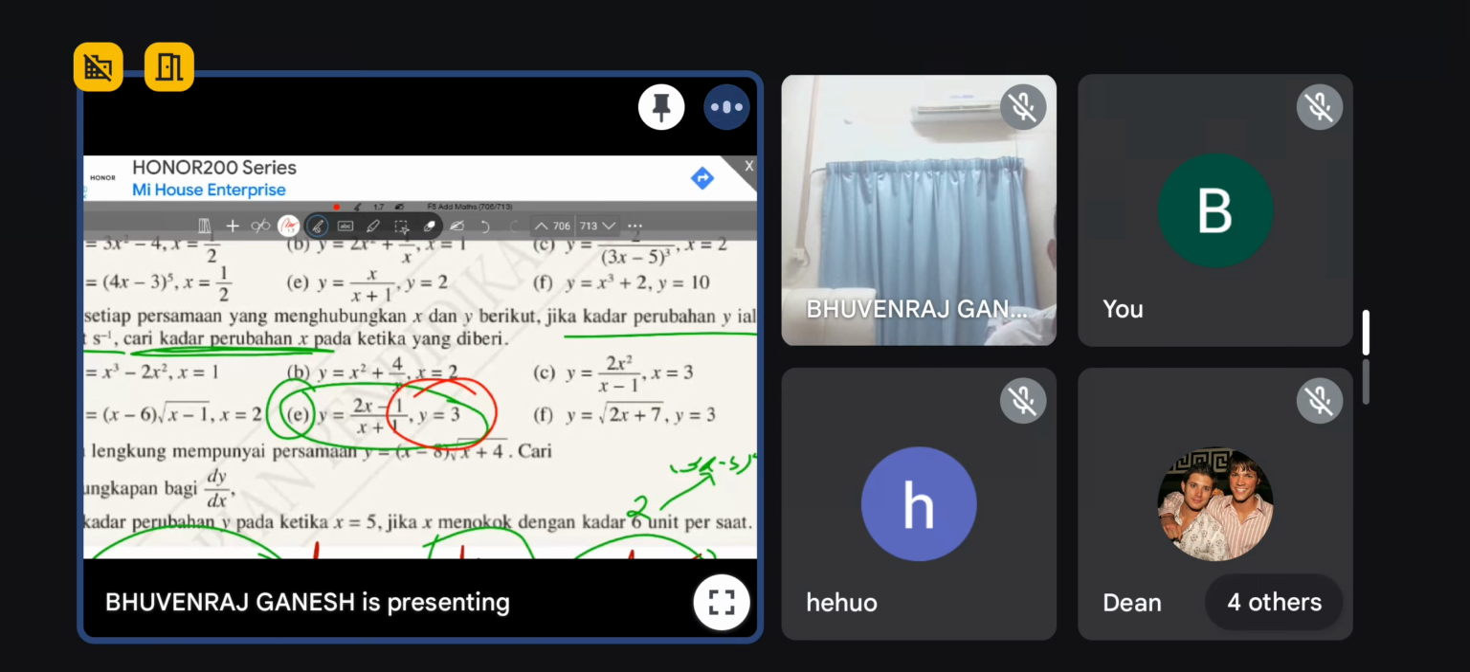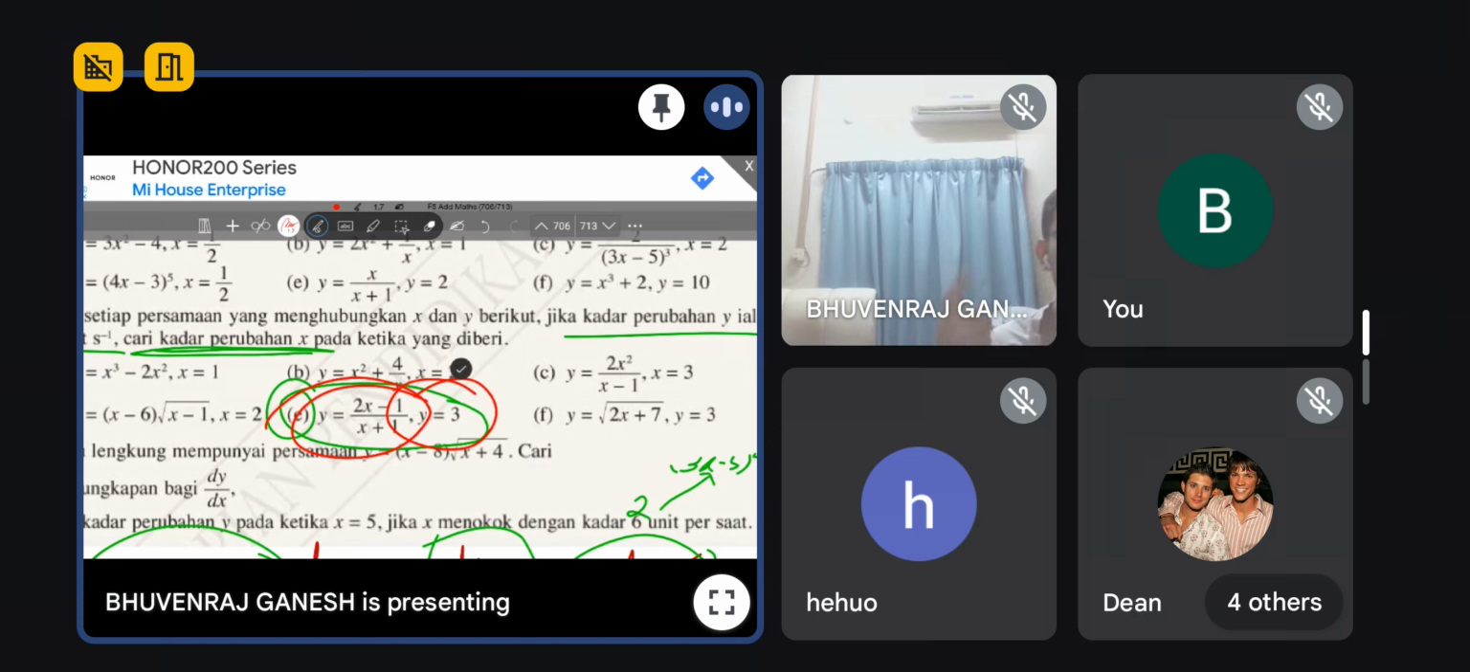Can anyone tell me? How can we know the value of dy/dx? Because they give only the y value, there is no x value. So how? Inside where? Very good. Inside the main equation to find your x value.